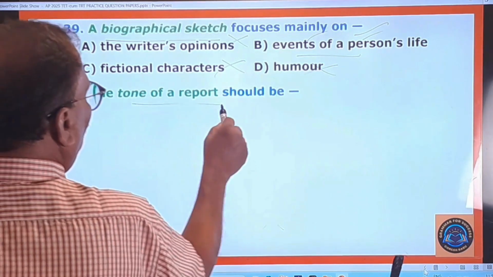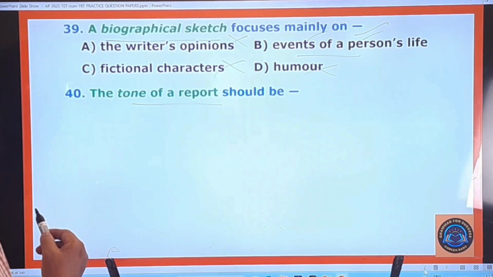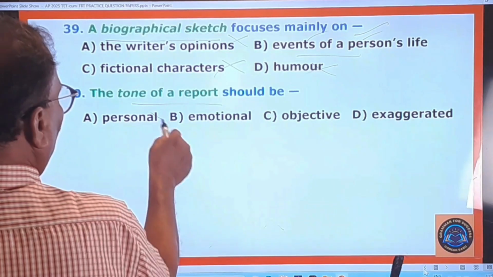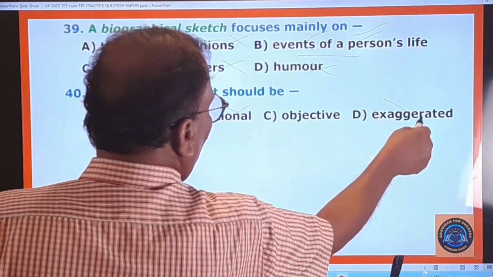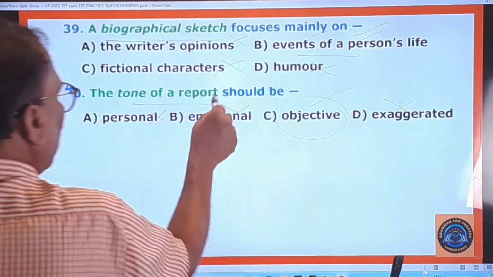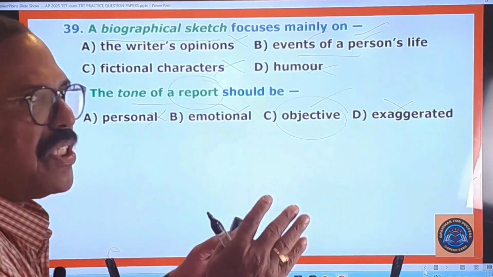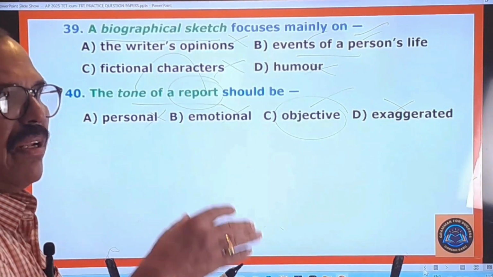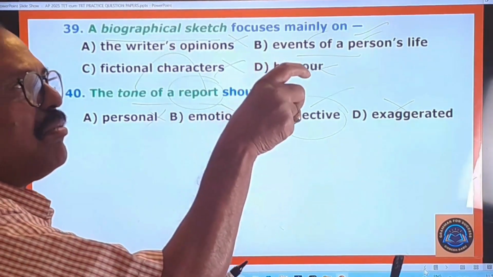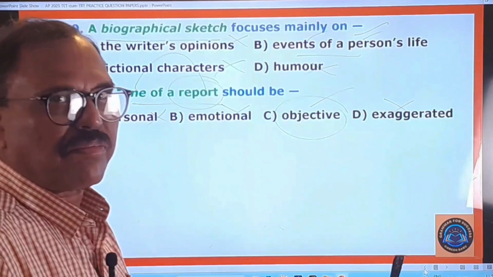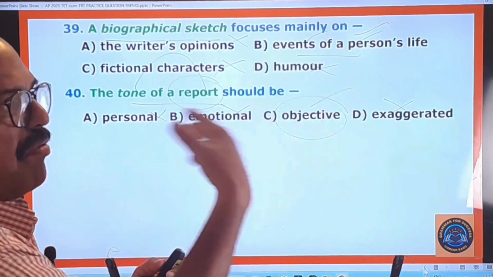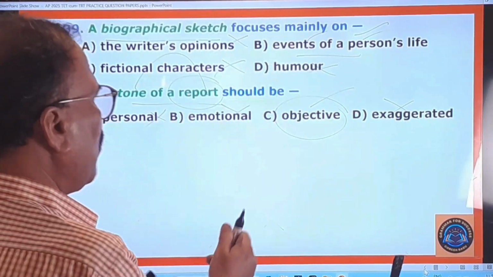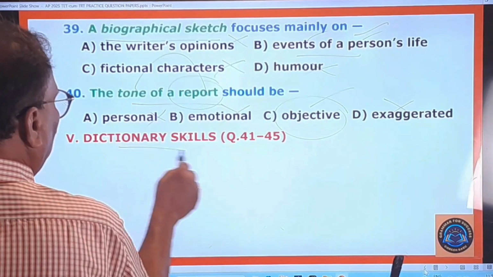The tone of a report should be, how should the tone of a report be? Personal? No. Emotional? No. Exaggerated? No. But objective. The tone of a report must be objective, means it is written only in accordance with the person whom you are addressing. The report depends on whom you are reporting to. So it's always objective.